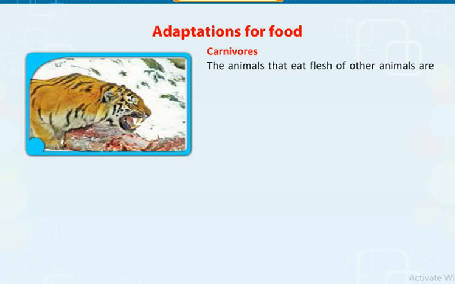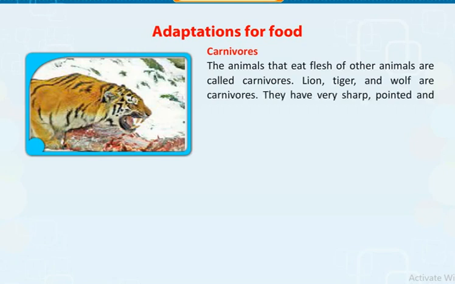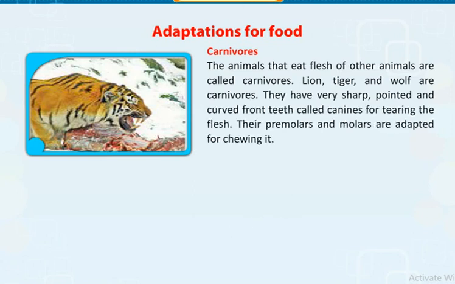Carnivores. The animals that eat flesh of other animals are called carnivores. Tiger and wolf are carnivores. They have very sharp, pointed and curved front teeth called canines for tearing the flesh. Their premolars and molars are adapted for chewing it.